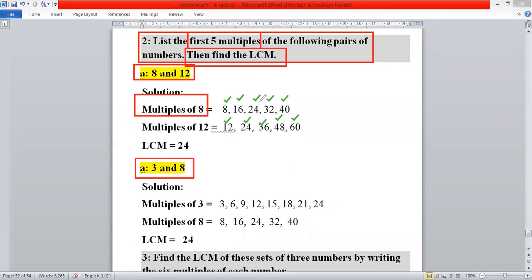Now we will circle the common multiple. Here there is only one common multiple, that is 24, and this is also the least common multiple.